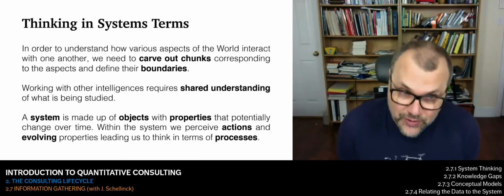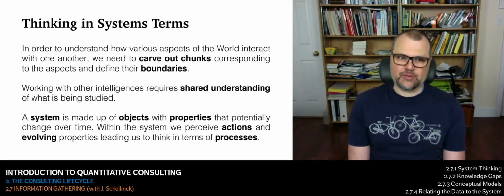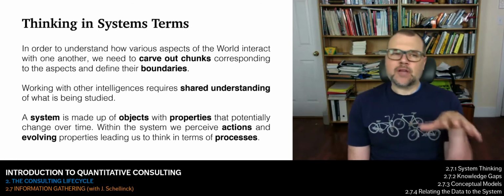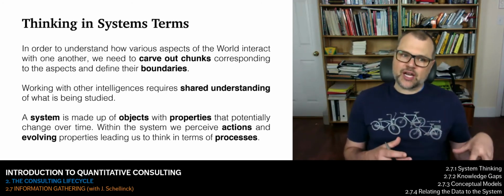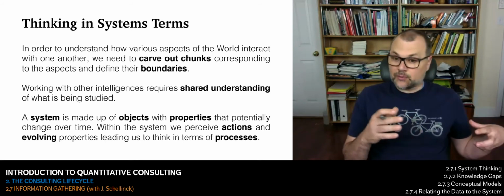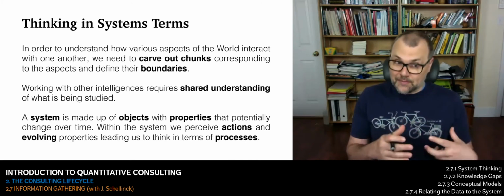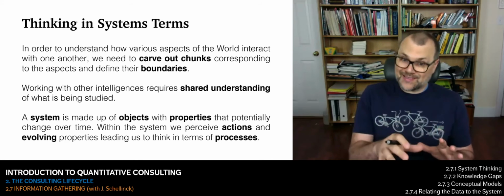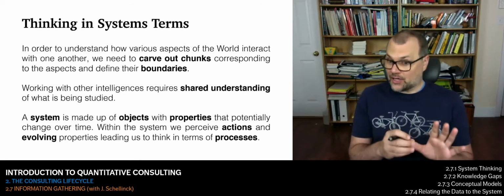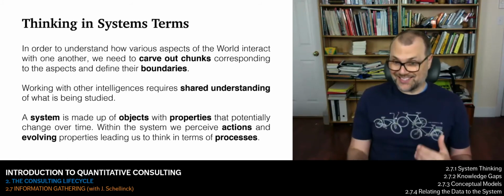One of the challenges we have when we work with other intelligences, other agents, we need to have a shared understanding of what's being studied. When people talk about thinking in systems terms, they mean that we understand the objects and their properties that make up a system and how they might evolve over time, and how within that system there are actions and evolving properties that allow us to think in terms of processes.